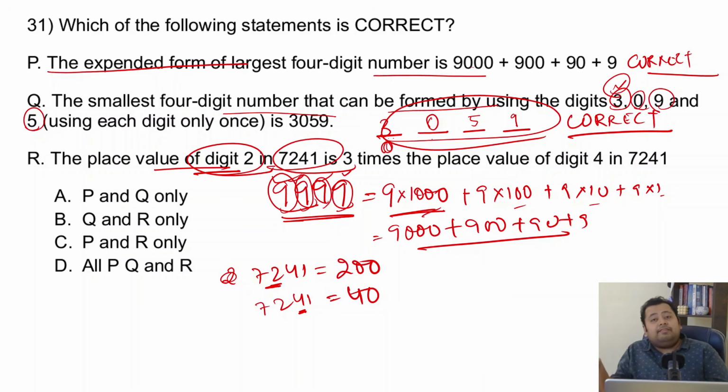Now, is 200 3 times of 40? No, 200 is 5 times of 40. So multiply 40 by 5, and you will find that it comes out as 200. So the place value of digit 2 in 7241 is 5 times the place value of digit 4 in 7241, so this statement is incorrect. So how many statements are correct? This is P and Q only. Option number A is your correct answer.